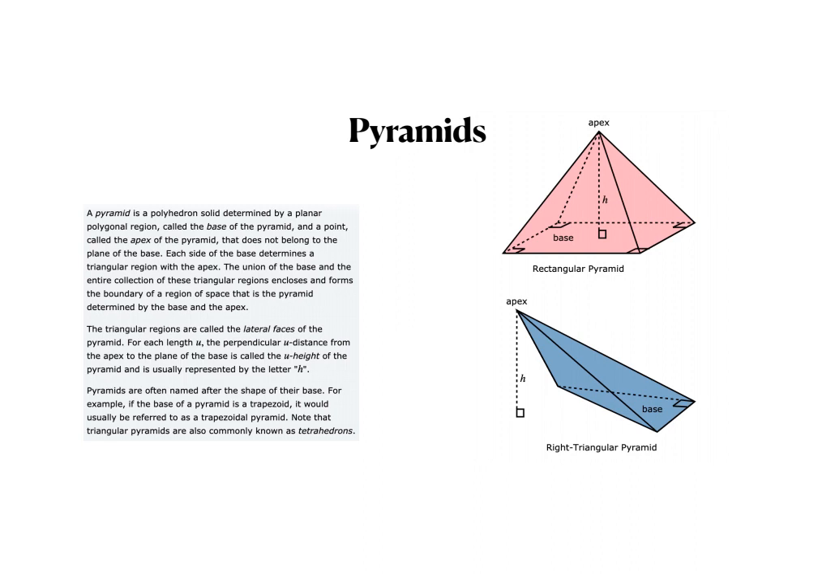We typically name our pyramid based upon the name of the base. So in this case, it's a regular pyramid. And this one is a right triangular pyramid. My triangle down on the base is a right triangle. Now, this is a right pyramid where my vertex is directly over the center of my base. This is an oblique pyramid.